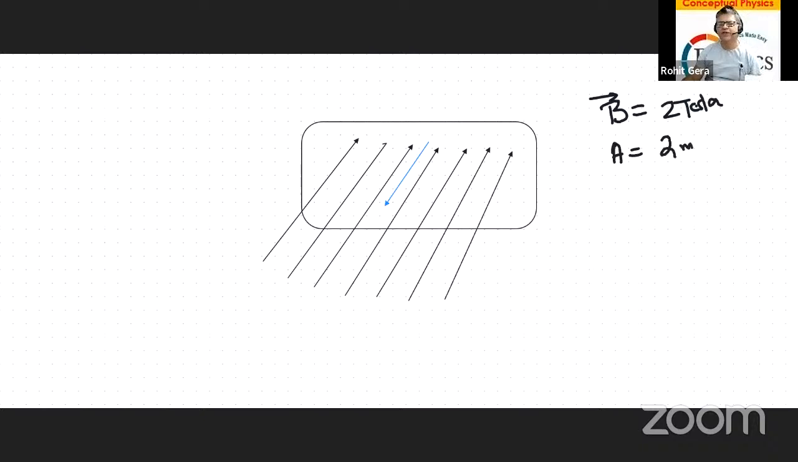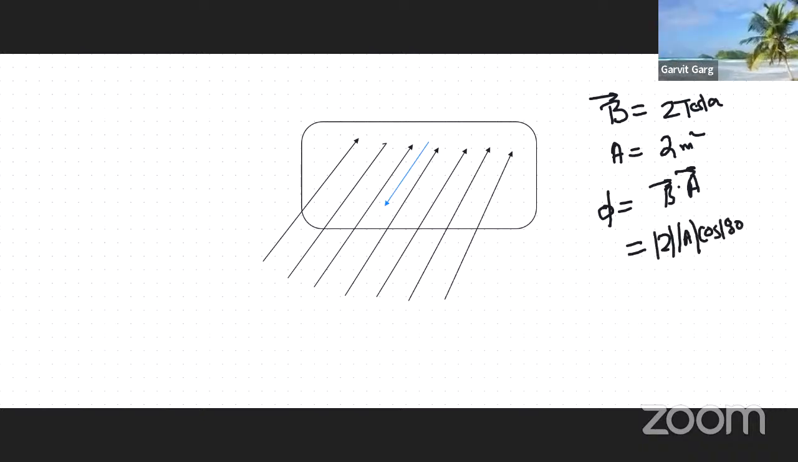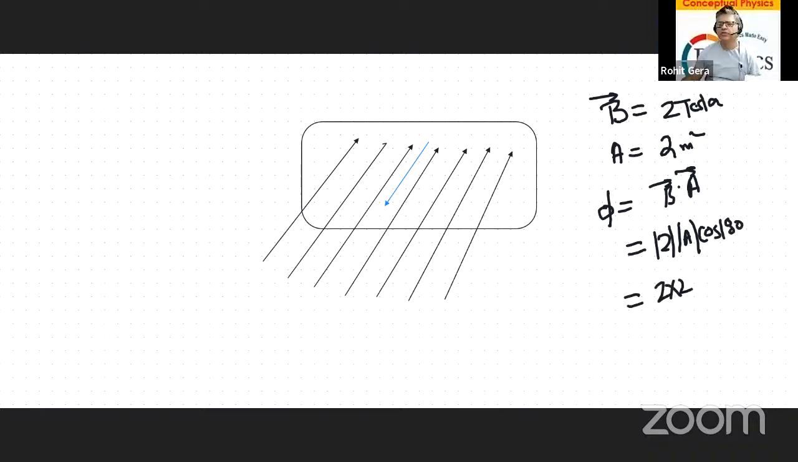बहुत बड़ा loop है. So flux is equal to B dot A is equal to 2 into 2 into cos of 180, is equal to 2 into 2 into minus 1 is equal to minus 4 Webers. Now suddenly what happens is there is a way, artificial way, hypothetical way, that you are able to squeeze this and reduce the size to this much only.